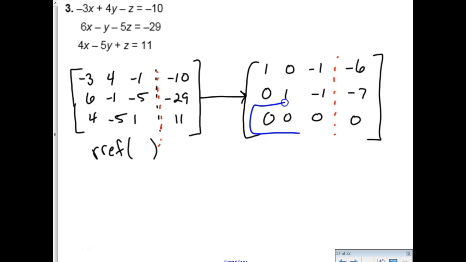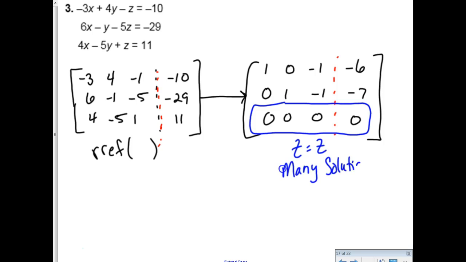And the key is, look at this line. Does 0 equal 0? Yeah. So this is a case where we're just going to say z is z, and we're going to have many solutions. But you have to do a little better than that and actually give me an ordered triple that would find any of those many solutions.